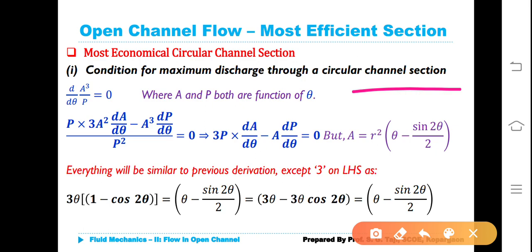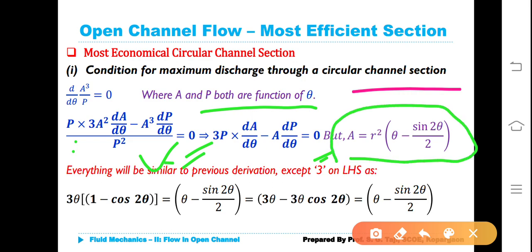d by d theta of A cube by P is equal to 0, where A and P are both functions of theta. Again and again I am saying both area and wetted perimeter are varying in the circular section. P multiplied by 3A square dA by d theta minus A cube dP by d theta, divided by P squared, is equal to 0, which gives 3P multiplied by dA by d theta minus A multiplied by dP by d theta is equal to 0. But we know A is equal to r squared multiplied by theta minus sin 2 theta by 2.